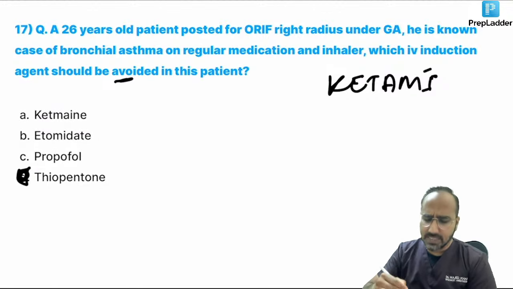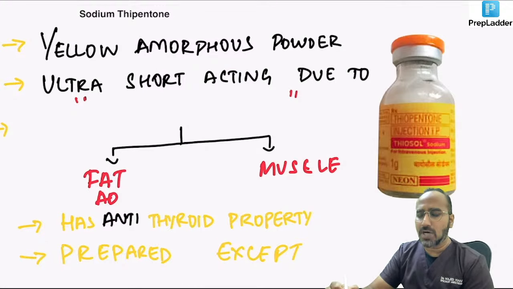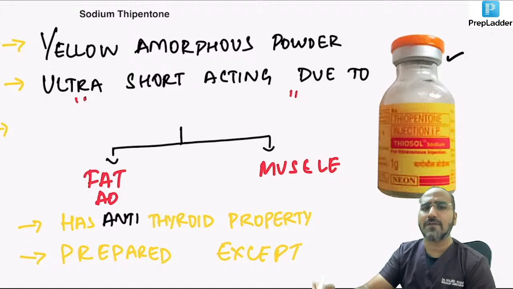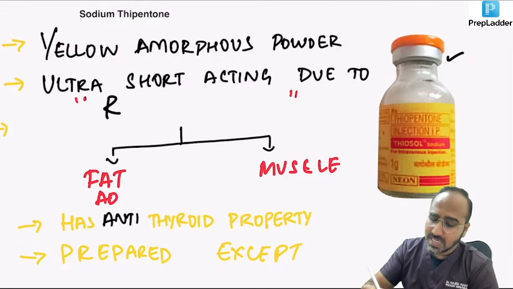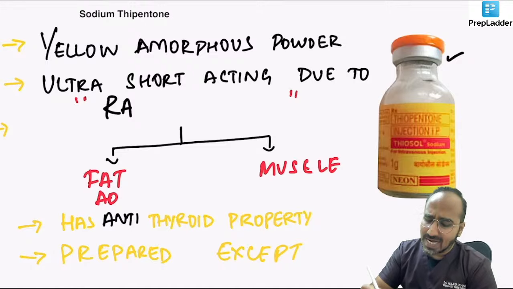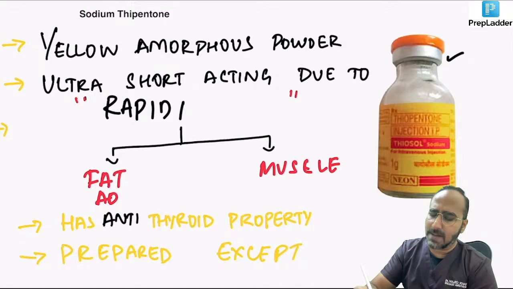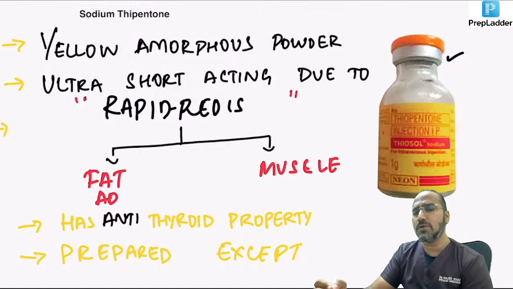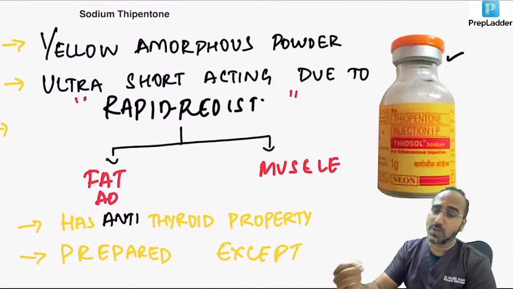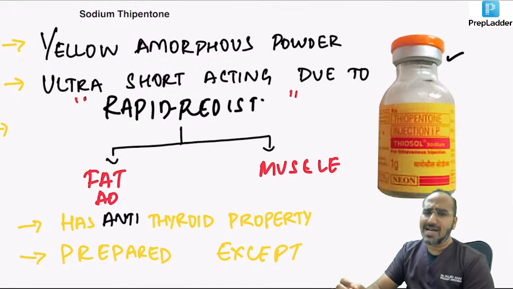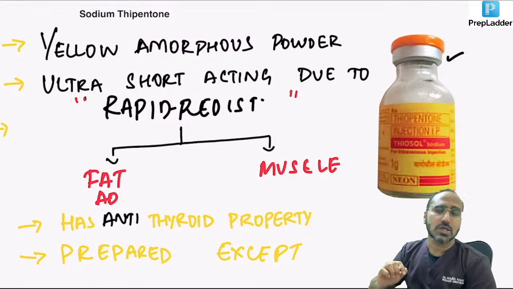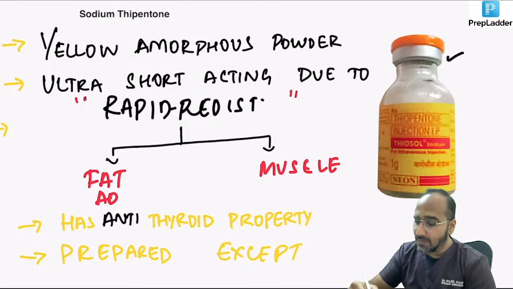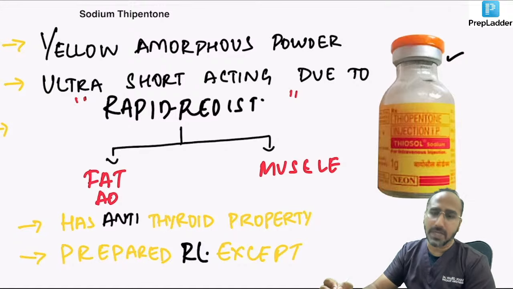As we are discussing thiopentone, we'll discuss some points about it. Thiopentone is available as a yellow amorphous powder. It is regarded as an ultra short acting barbiturate. Why? Because whenever you give thiopentone, it gets rapidly redistributed into fat or adipose tissue or muscle. Due to that, it is called ultra short acting. It has some anti-thyroid property and is always available in powder form. You need to make it a solution by adding normal saline, but never add Ringer's lactate, because it can form crystals.